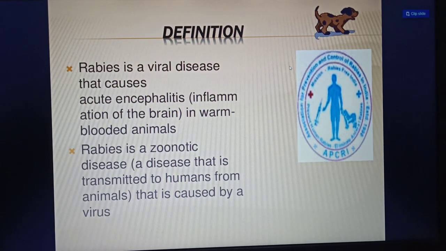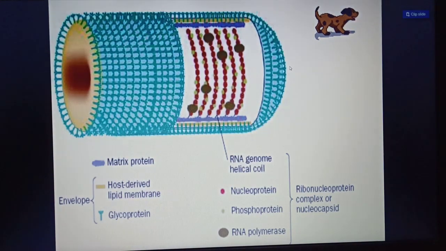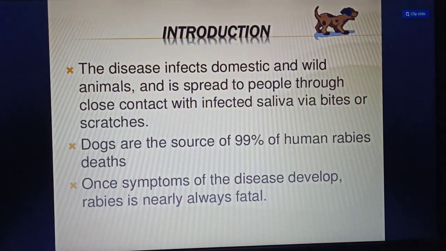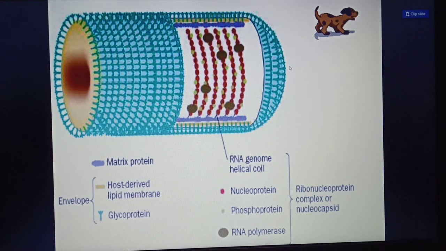Mostly this rabies virus is a zoonotic disease. It is a disease that is transmitted from animals to humans. It is caused by a virus, and the infected virus affects the animals, and from the animals it is transmitted to the human body.